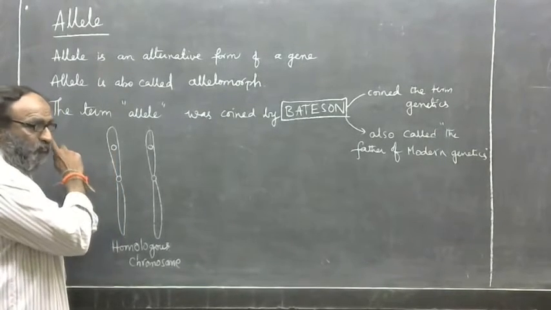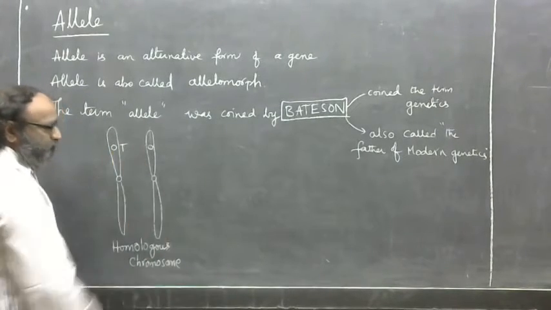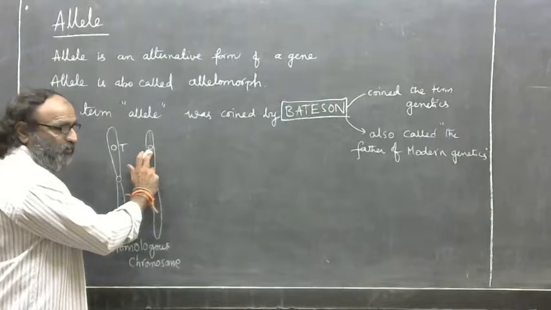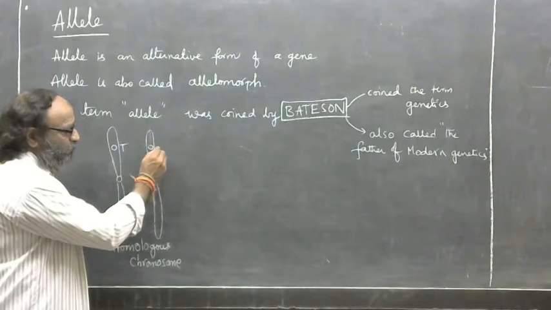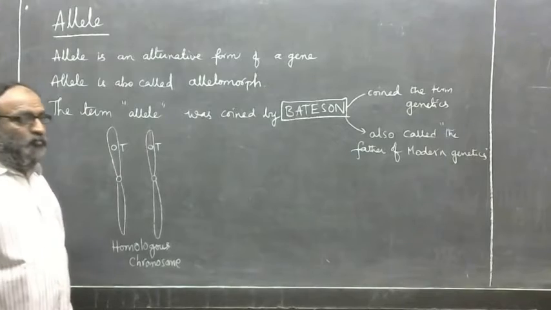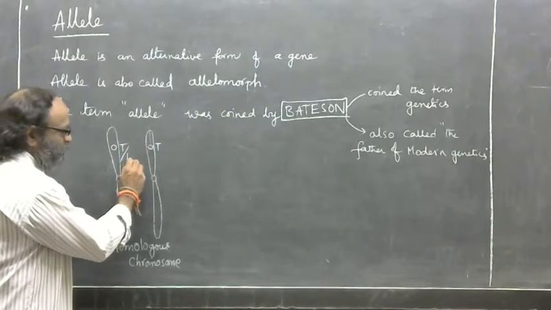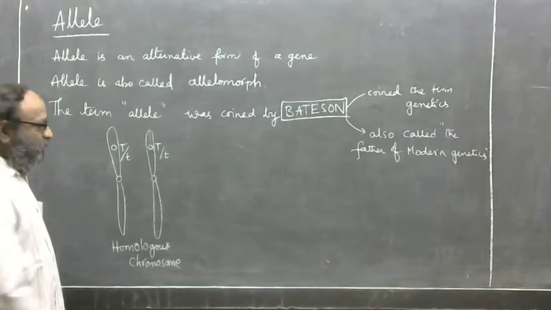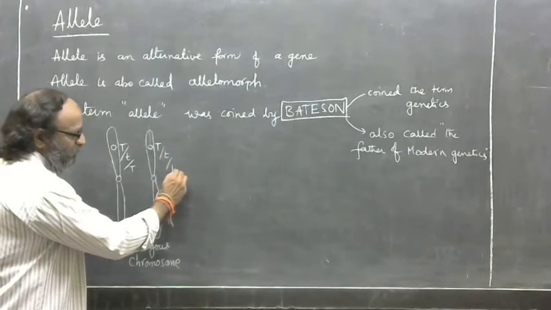Suppose there is a gene. Let us assume the gene is a T at this locus, and at the same locus, on the homologous chromosome, there is a gene T. Or you can take small t gene here or small t gene here also. You can take capital T gene here and small t gene here.